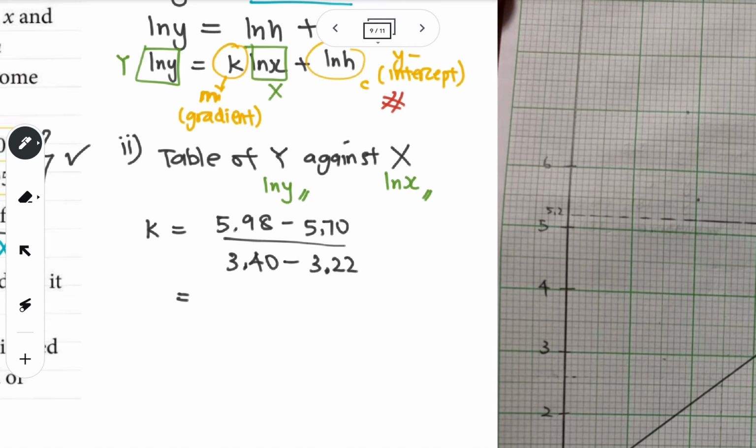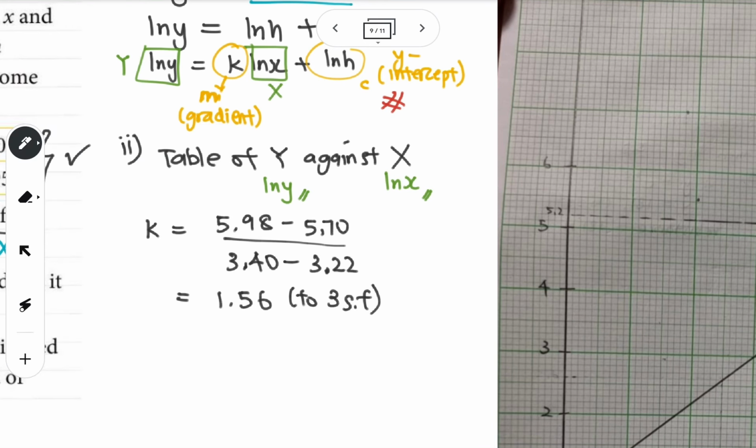Let me calculate what's this value. I'll get 1.56 to 3SF, and the answer key is roughly about 1.5. So this is correct. So this is for k.